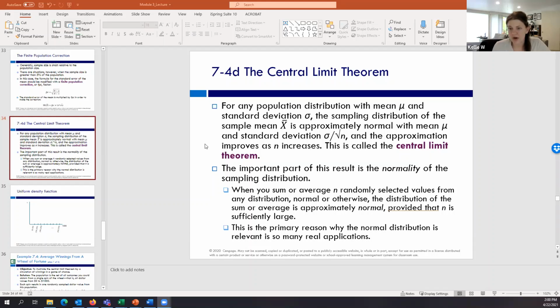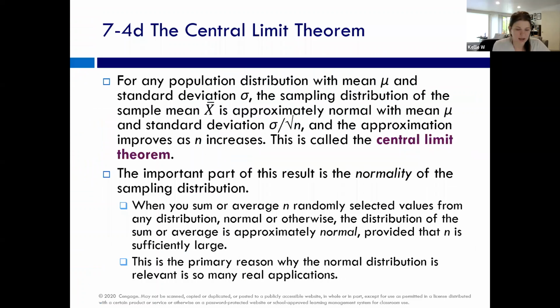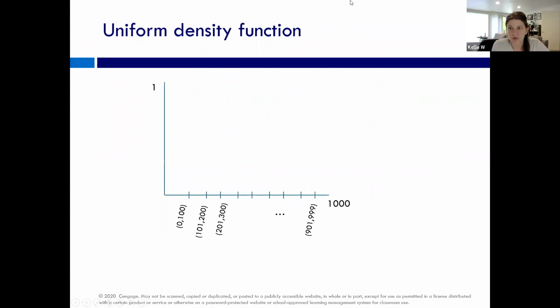When we sum or average n randomly selected values from a distribution, the distribution of the sum or average is approximately normal, provided that n is sufficiently large. So this is why we covered normal distribution so heavily last week. And what this looks like, so we're going to do the Wheel of Fortune example, but I'm going to go through this conceptually first.